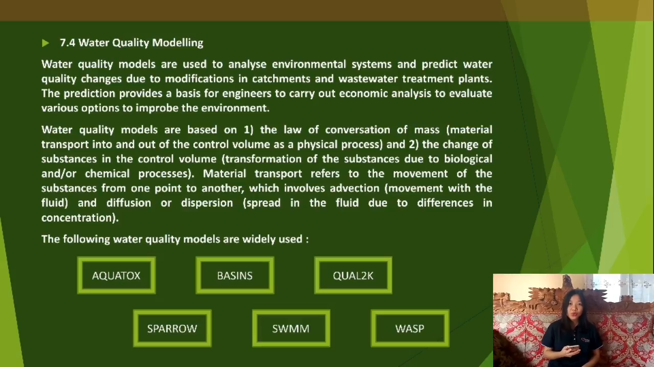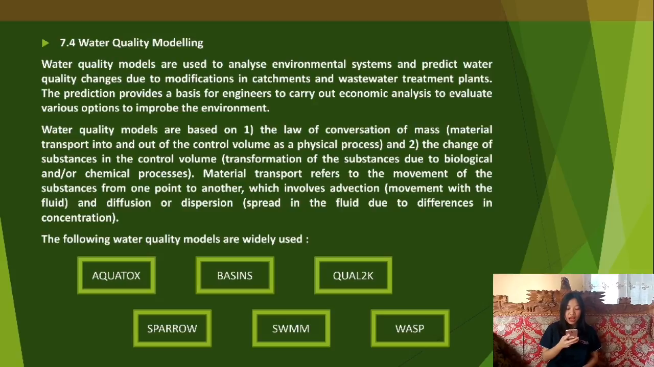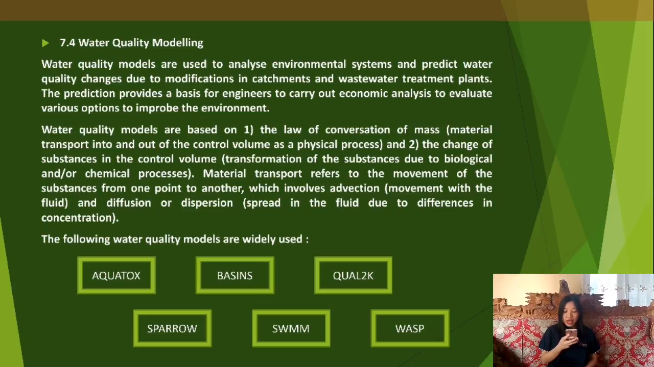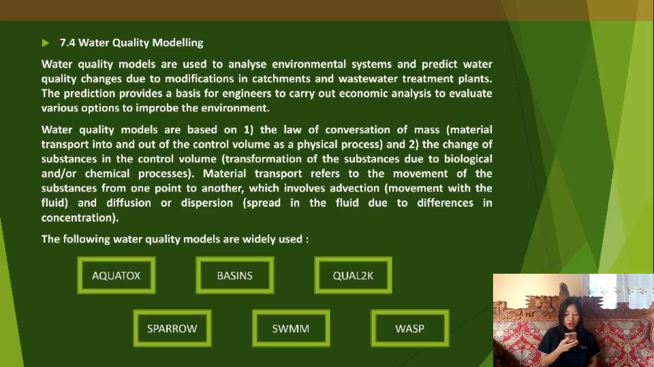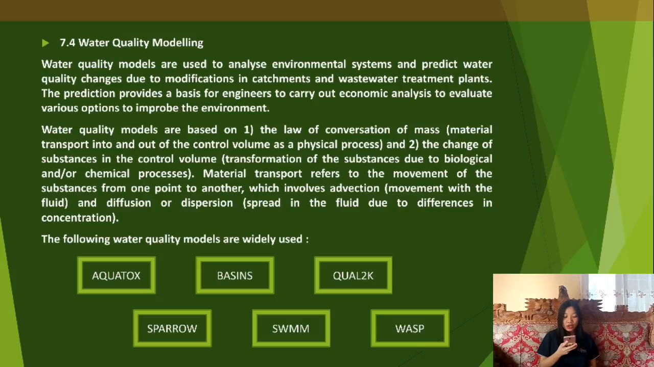7.4 Water quality modeling. Water quality models are used to analyze environmental systems and predict water quality change due to modification in catchment and wastewater treatment plants. The prediction provides a basis for engineers to carry out economic analysis to evaluate various options to improve the environment.